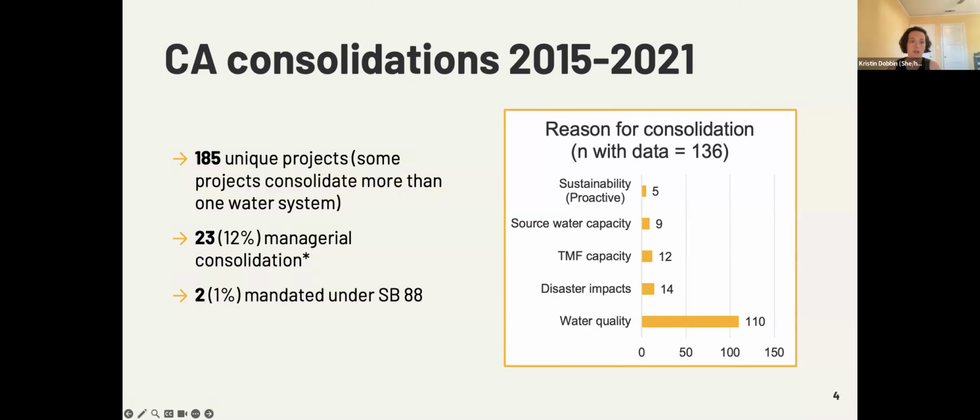And overall, a little less than a quarter, 12% of these projects were managerial consolidations, meaning the vast majority were physical consolidations.